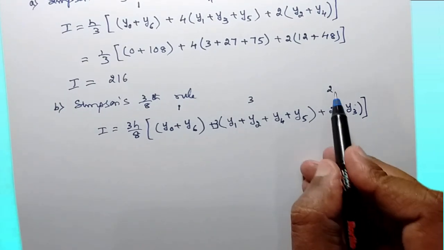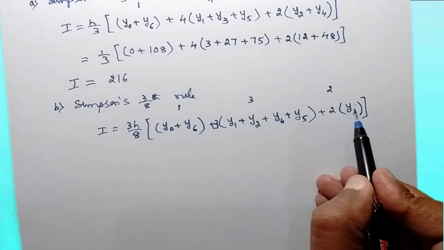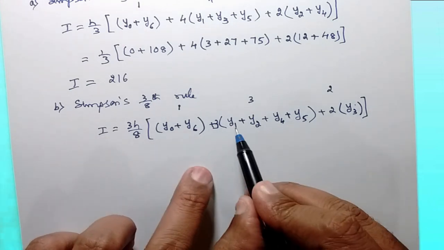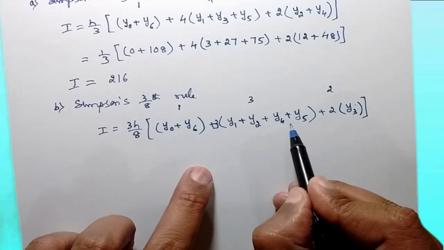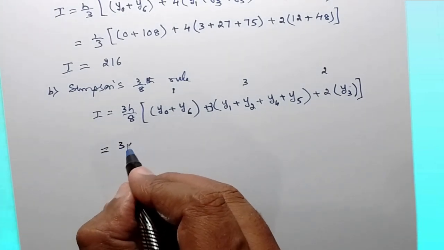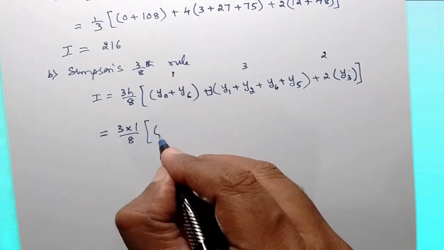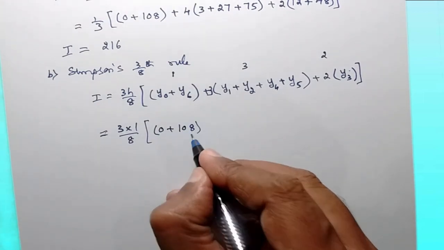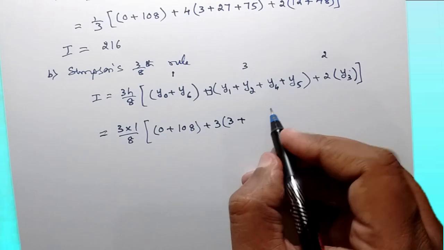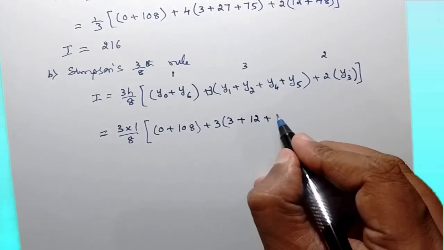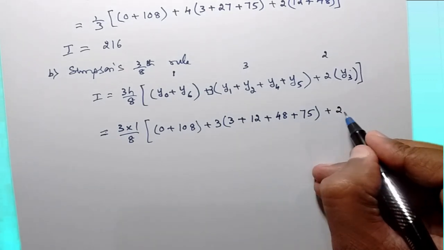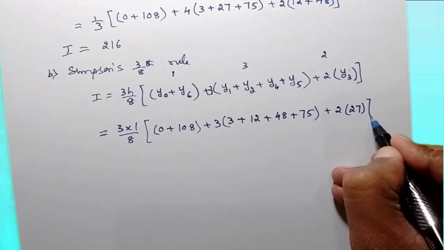So here it is 2 times of, and the subscript value should be a multiple of 3. So y3 and y6 are possible. y6 I have already written, therefore I have written only y3. And the remaining values you have to write here: y1, y2, y4 and y5. So this is how you can remember the formula. So it is 3 times the h value, 1, divided by 8 times 0, y6 value is 108 plus 3 times, y1 value is 3 plus y2 value is 12 plus y4 value is 48 plus y5 value is 75 plus 2 times, y3 value is 27.